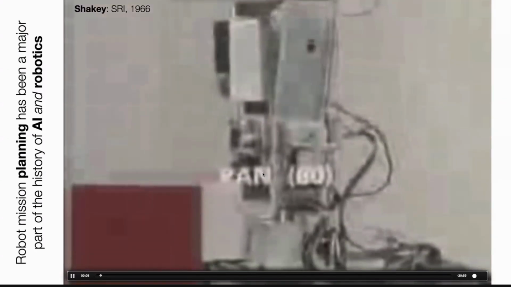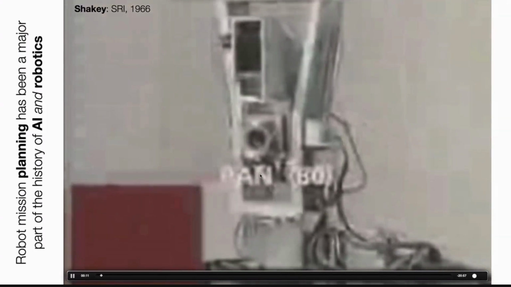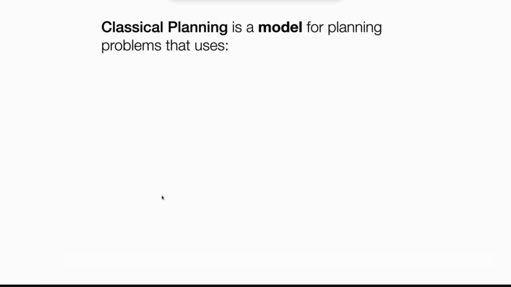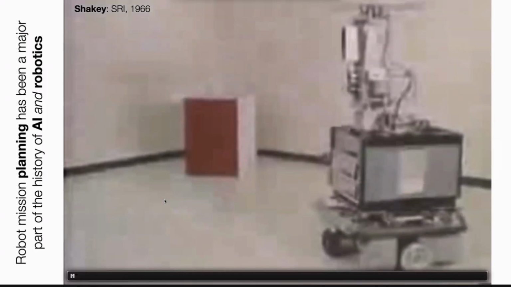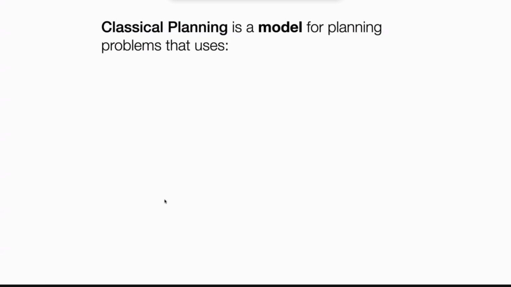But this was in 1966. It was an amazing piece of work at the time. So classical planning is a model for planning problems. There are algorithms as well, but the most important thing to take from this is the model, the way the world is described.